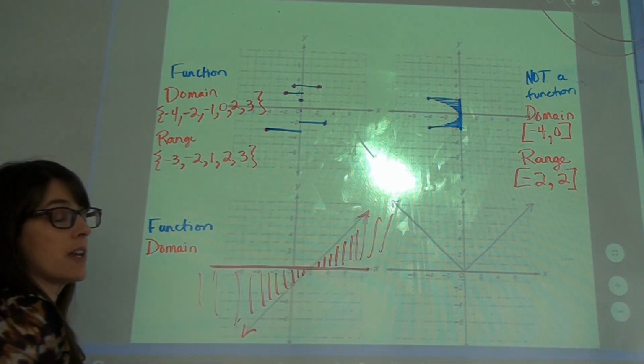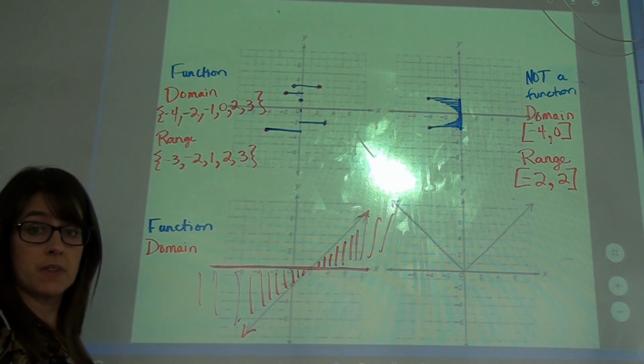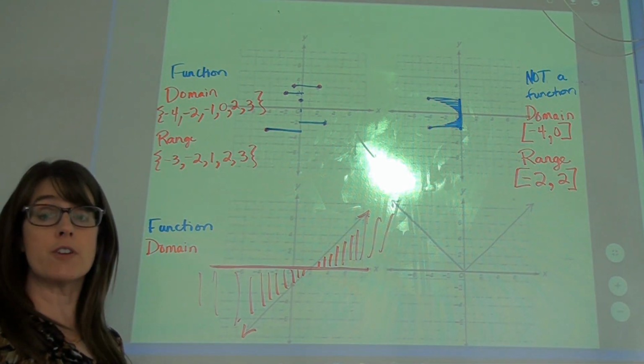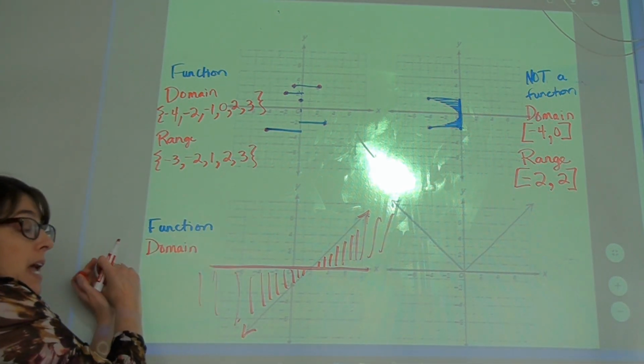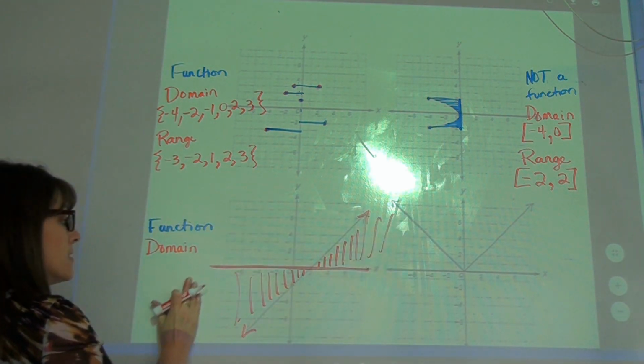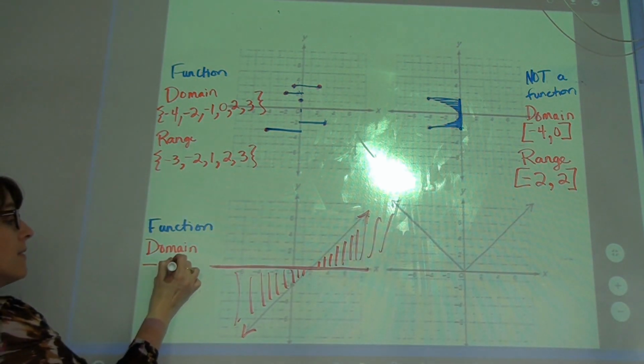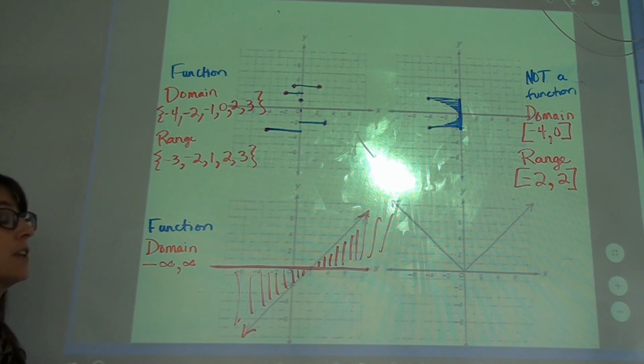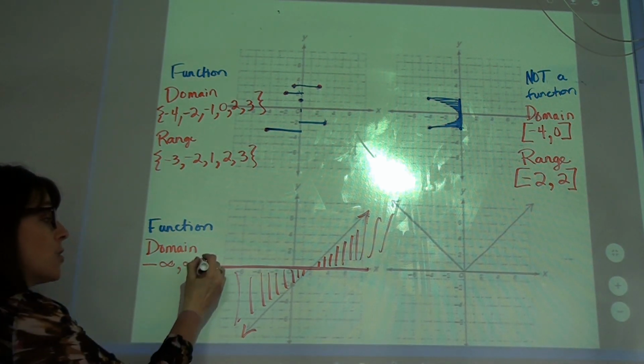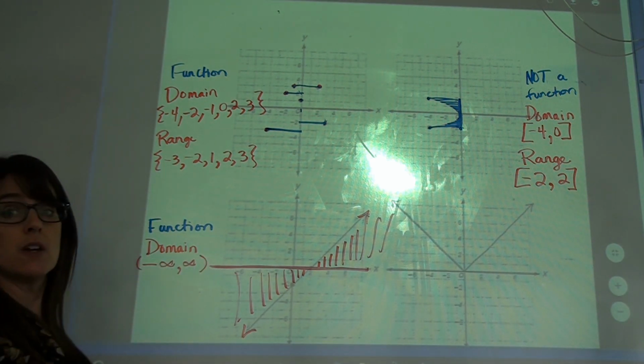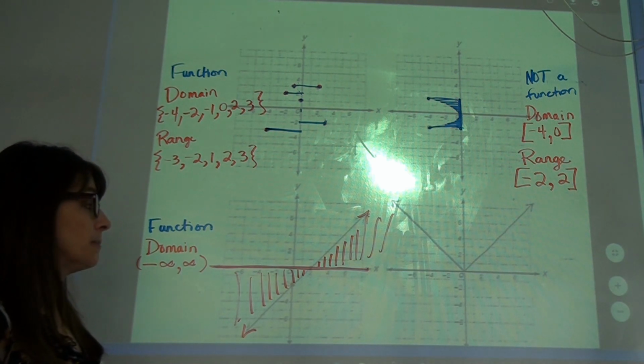So as I look at this x-axis, what gets covered? Yes, absolutely everything gets covered. So everything from -infinity to positive infinity is getting covered. So my domain is going to be -infinity to positive infinity. And like we discussed before, infinities always get a parentheses. So parentheses on that infinity.